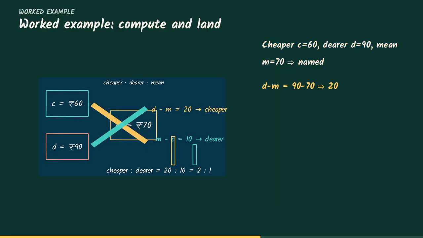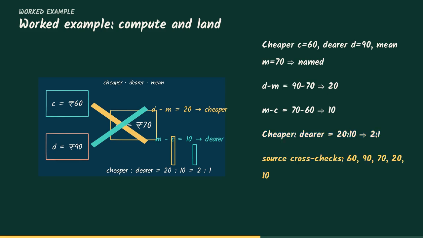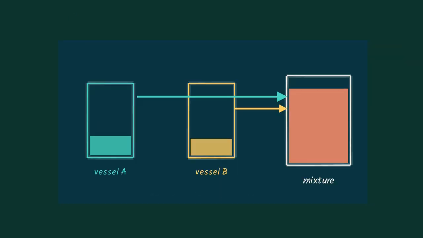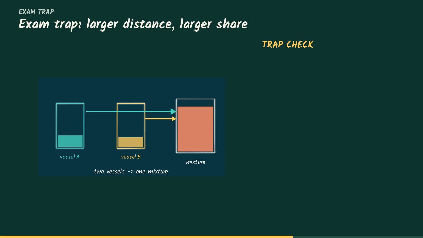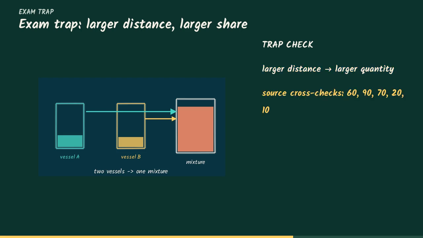The trap. The larger distance belongs to the larger quantity. Here, twice as much cheap tea. The exam trap is simple. The cheaper tea is farther below the mean than the dearer is above it, so you need twice as much of the cheap one. The larger distance belongs to the larger quantity, not to the dearer label.